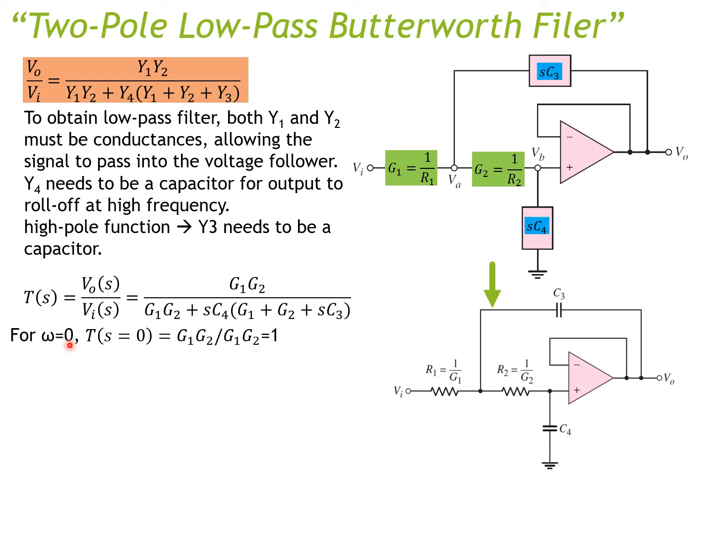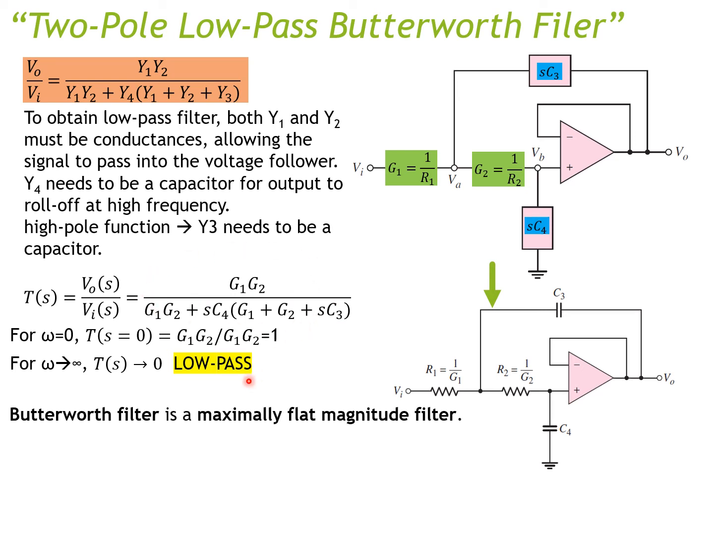When omega equals 0, s will be equal to 0, right? You're going to have the transfer function equal to 1. When omega goes to infinity, this will become very large, so this whole fraction goes to 0. That's why it's a low pass filter.